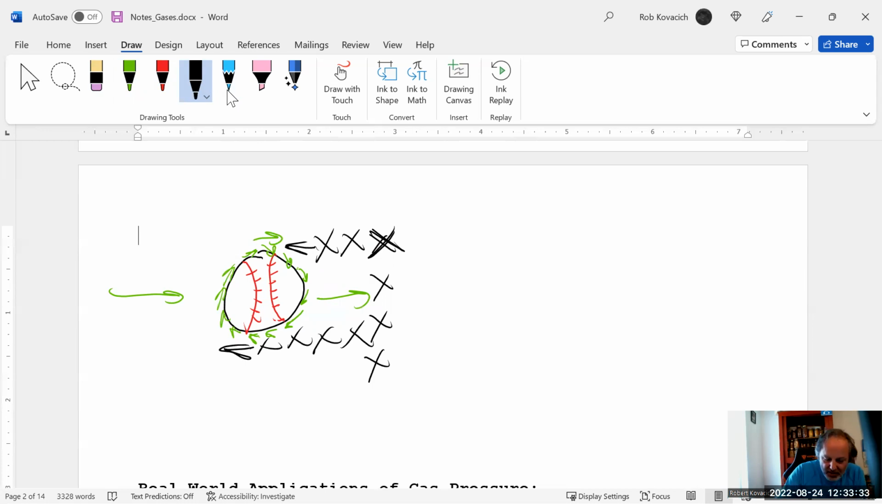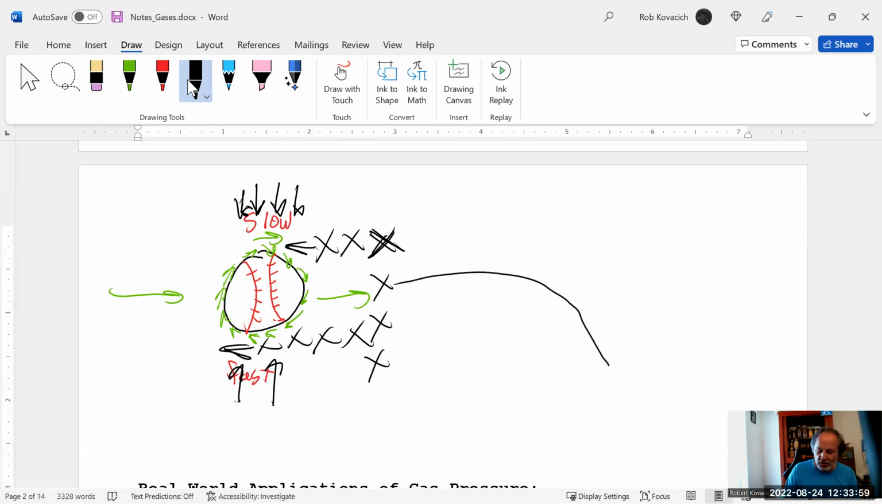So what ends up happening is the top of the ball, this is slow air. And the bottom of the ball, this is faster air because they're traveling in the same direction. These guys are running into each other on top, slowing everything down. So because they're moving slower, the air particles on the top of the ball hit the ball more often than the air particles on the bottom of the ball. So what is this ball going to do as it comes towards the plate? It's going to dip.